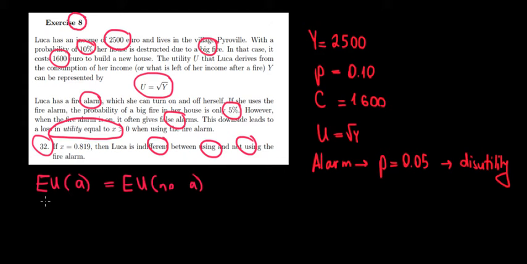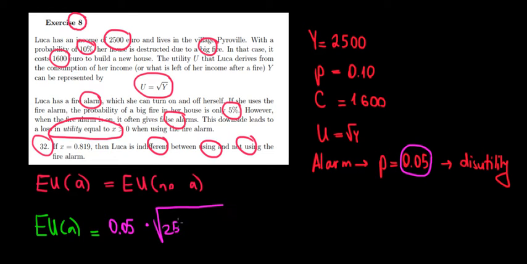What would be the expected utility of having an alarm? Expected utility of using an alarm. Well, if we use the alarm, we would have only a 5% probability of destroying the house. So there would be a 0.05 probability, which is the same as 5%, multiplied with the utility, which is the square root of income. But the income in this case would be equal to the 2,500 euros that Luca has, minus the 1,600 euros that he would have to pay for building the house. So let's write it over here like that. This is the probability of fire, and therefore he has to incur a cost.